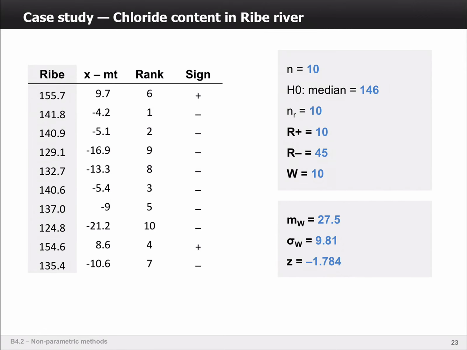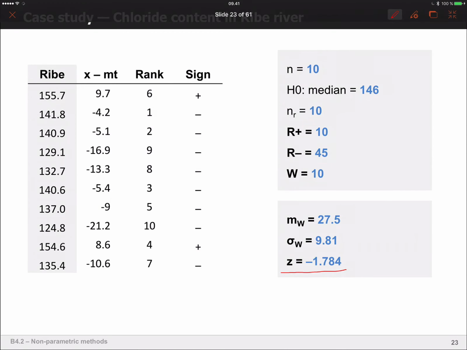And 10 is, of course, quite extreme for 27.5, right? It's 17.5 smaller than 27.5. So if you calculate the z-value, it will be minus 1.78. You remember, for the normal distribution, plus minus 2 gives you 95.5%, and plus minus 1.96 gives you 95%. In this case, we have minus 1.78, so for the two-tailed test, the p-value will be larger than 0.05. Indeed, if we calculate it, it will be 0.074. So there is a 7.4% chance to get a sample like we have, or even more extreme, if indeed the median chloride content in the whole river is 146.